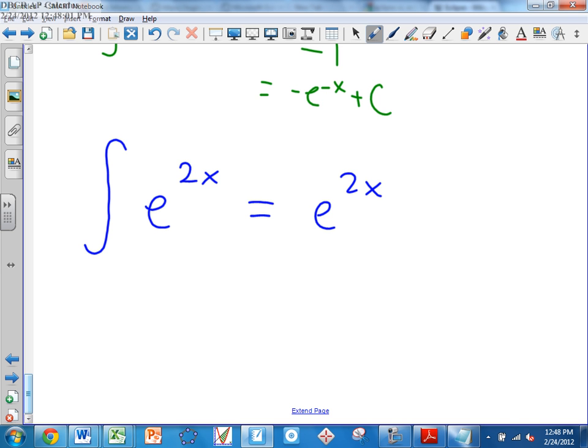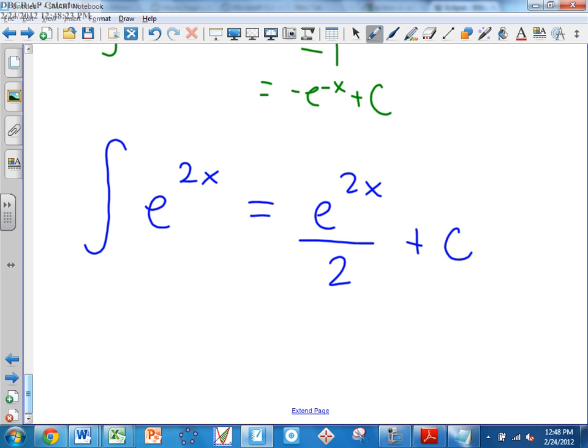You divide by 2. Again, remember for the chain rule for derivatives, we multiply by the derivative of the inside. Now for the chain rule of integrals, we're going to divide by the derivative of the inside. If you had taken the derivative of this, it would have been e to the 2x times 2. Now it's e to the 2x divided by 2, because we're doing the integral.